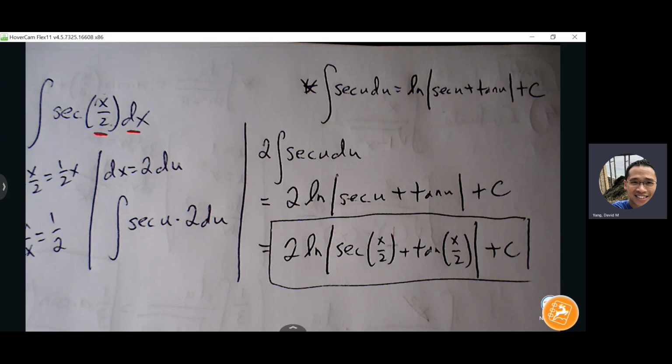So the 4 cancels out. So the integral of e to the u is e to the u, and then replace the u back with x.